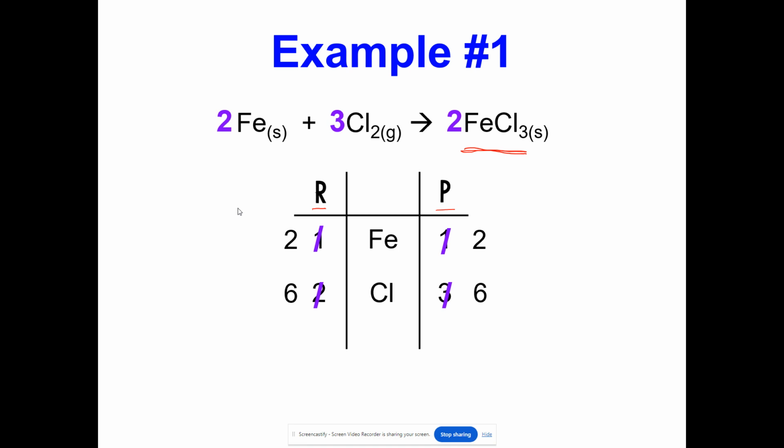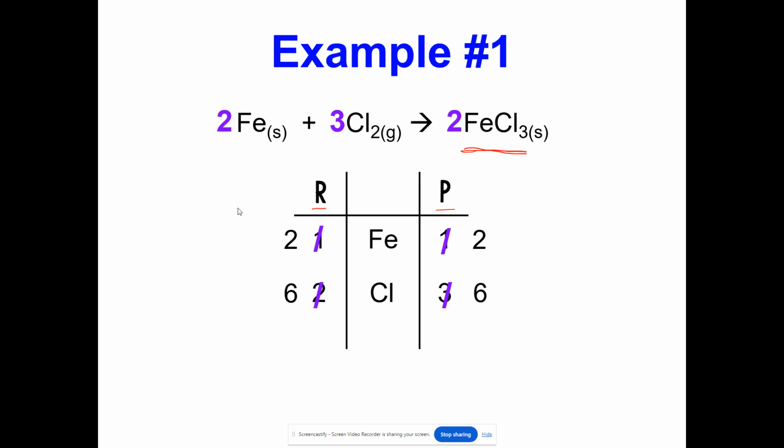Right. So now we're equal on both sides. We've got the same number of iron reactants and products, same number of chlorine reactants and products. Easy peasy. Okay. And this is what you have to do. Don't try and balance it all at once.